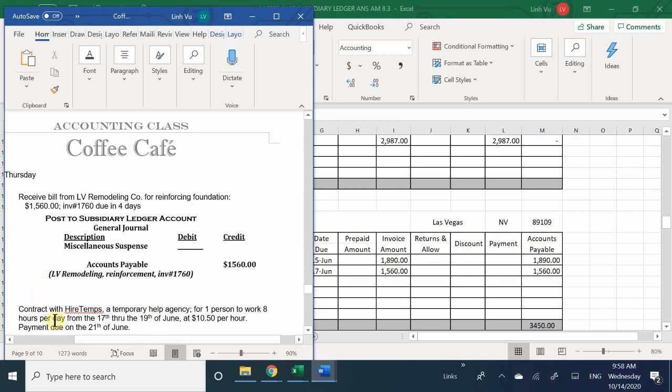However, this is crucial information just so that you are aware that you did go to Higher Temps. You did pay for one person to work a total of 8 hours, and they're starting from the 17th through the 19th. Okay? And you're paying them at $10.50. And you pay them on the 21st of June.